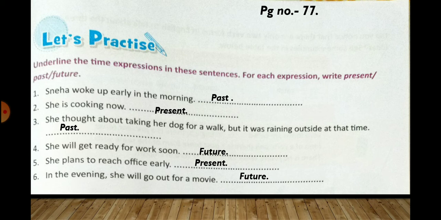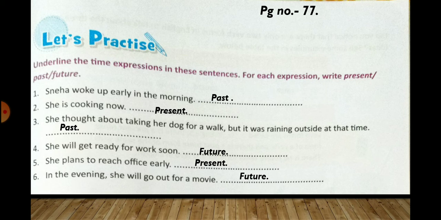She thought about taking her dog for a walk, but it was raining outside at that time. So she has finished thinking. So the action is already over. So it is also representing past time. So for number 3 also you will write past.